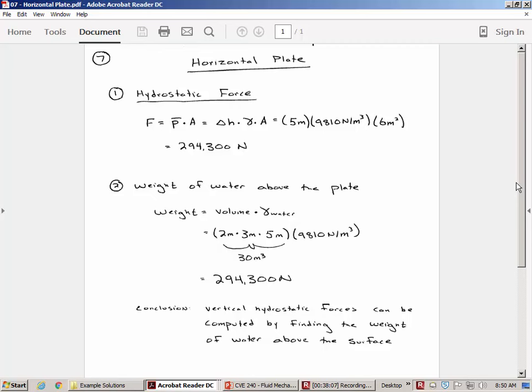294 newtons would be the pressure acting over 6 square meters, or you just find out how much water is actually above that plate and what is the weight of it. It's the same thing. And we'll come back to this idea of the weight of the water above the plate when we talk about curved gates next time.